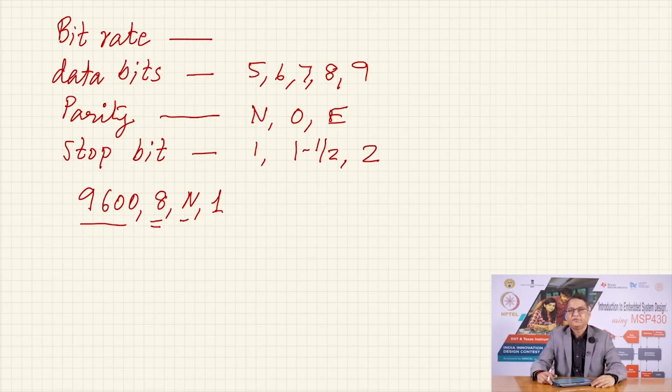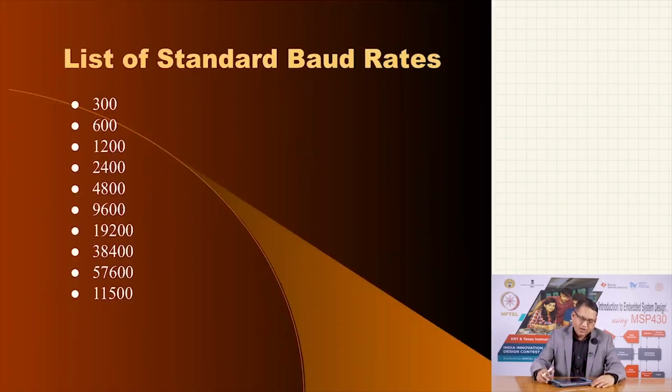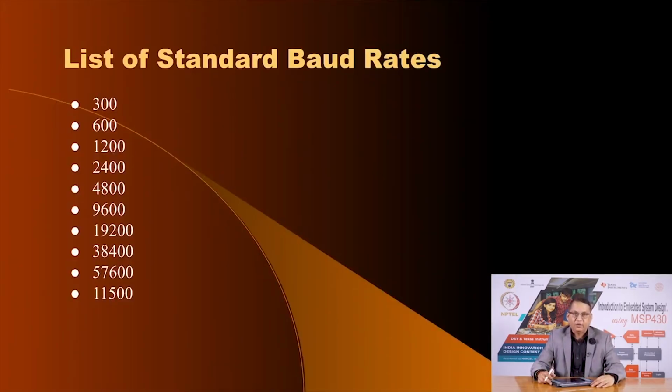In the case of the MSP430, you have the options of 1 or 2 stop bits, and you can choose whether you want to have a parity or no parity at all, and if you want to have a parity, whether you want to include odd parity or even parity. Here is a list of standard baud rates.